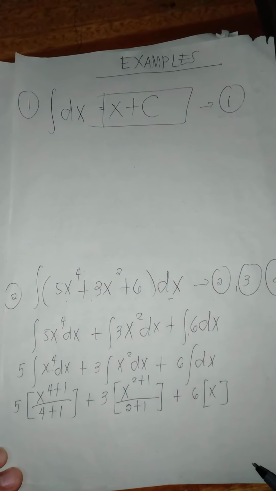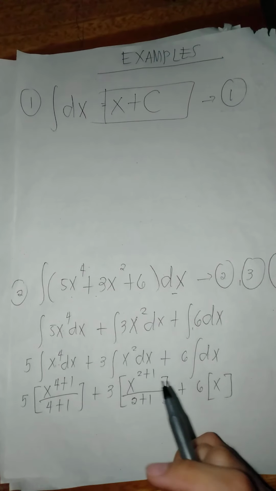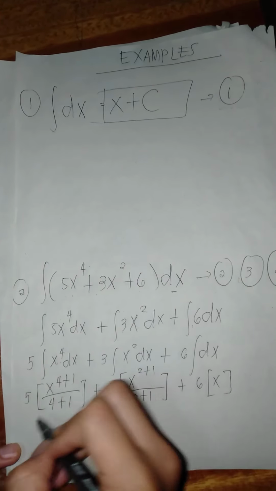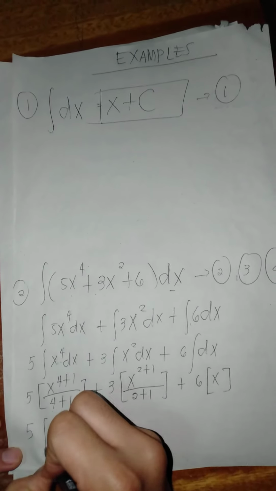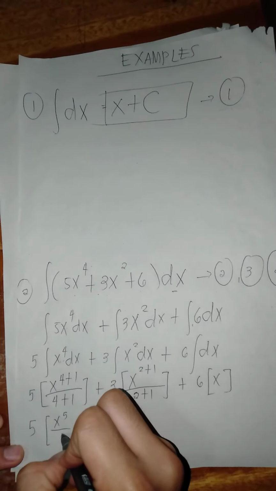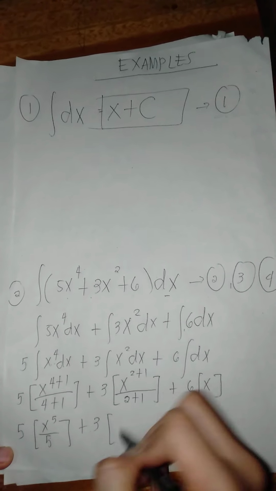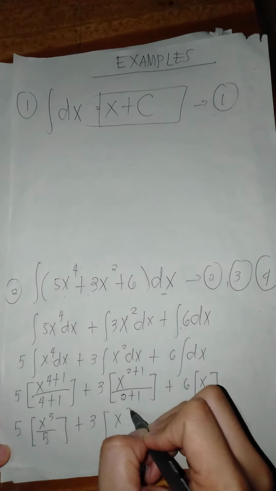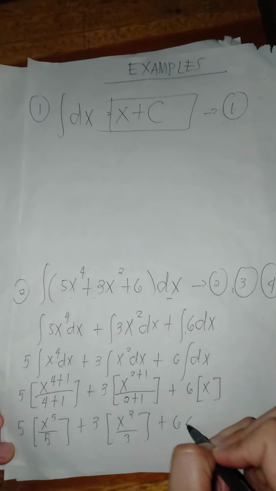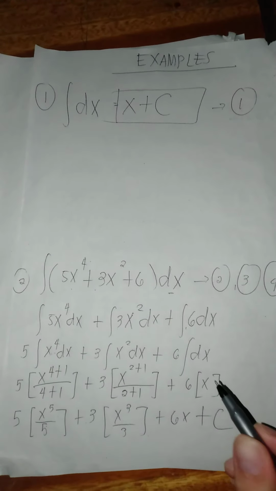Okay? Then, sorry guys. So may wala kasi dito. Ayan. So now we're going to add. So 5x to the 4 plus 1 is 5. 4 plus 1 is 5 plus 3. Then 2 plus 1, x cubed. Then 2 plus 1 is 3 plus 6x. So pwede ka na magdagdag ng plus C or constant of integration.